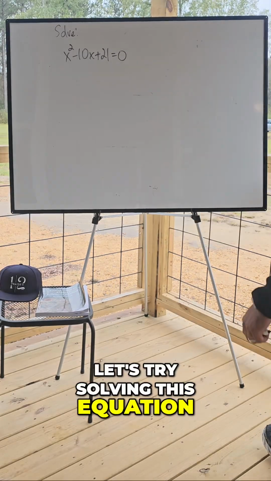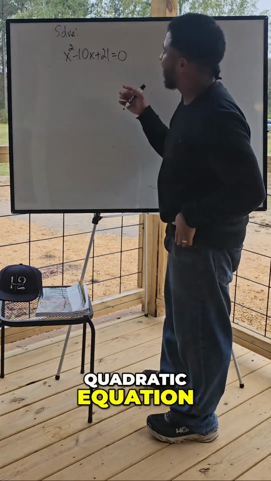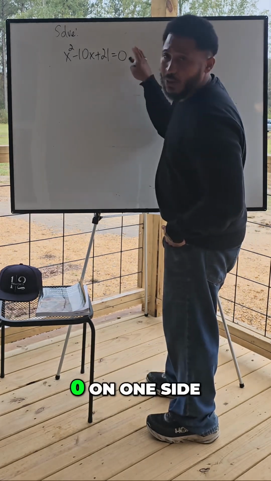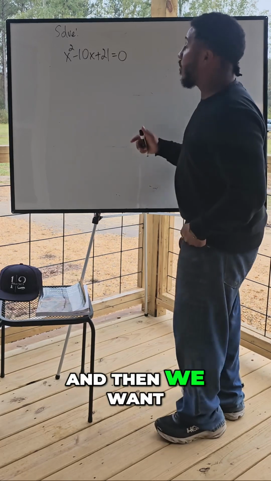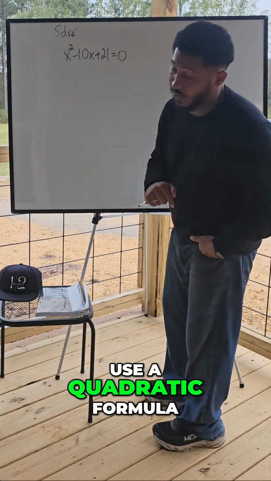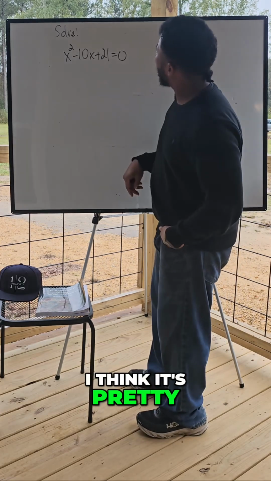Let's try solving this equation. So this is what we would call a quadratic equation, okay? To solve quadratic equations, we want to get 0 on one side. We already have that here. And then we want to try factoring the other side. Now, if factoring doesn't work, we may have to use the quadratic formula. But for this one, I think it's pretty factorable.